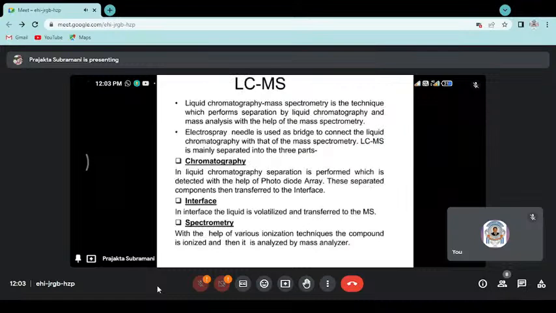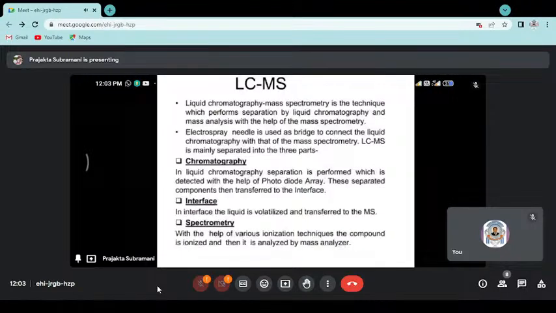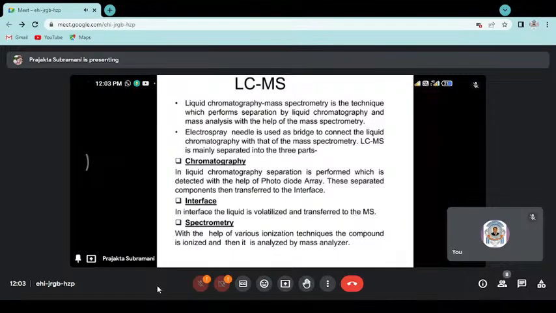Liquid chromatography mass spectrometry is the technique which performs the separation by liquid chromatography and mass analysis with the help of mass spectrometry. The electrospray needle is used to connect the liquid chromatography with the mass spectrometry. Means an interface is used to connect the chromatography with the spectrometry. So there are three main components of LCMS: the chromatograph, that is the HPLC system.